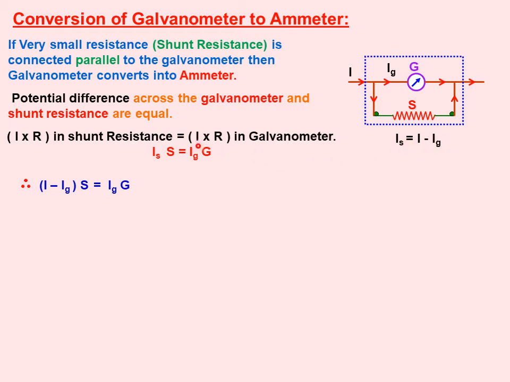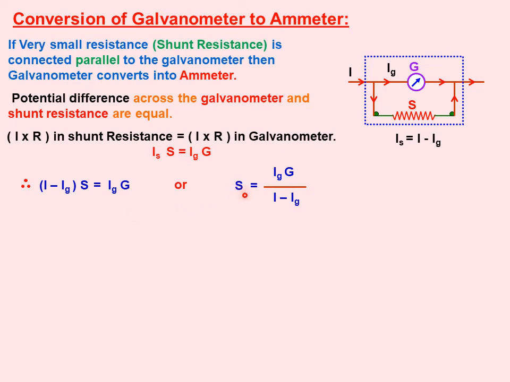So we'll put this in equation, this we give equation number 1. So instead of Is we can write I minus Ig, S is equal to Ig G. So here (I minus Ig) into S is equal to Ig G, and from this equation we can convert as per our demand. If you want to find the shunt resistance, you can calculate. If you want to find the current in the galvanometer coil, then G has to be shifted to the denominator of the left hand side. If you want to find I, also we can calculate. So many formulas we can design.